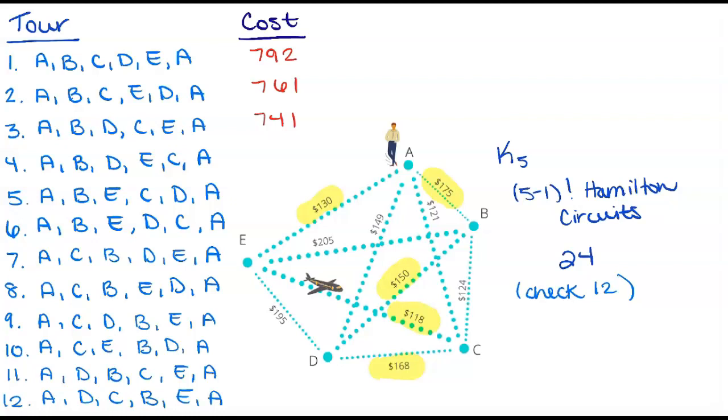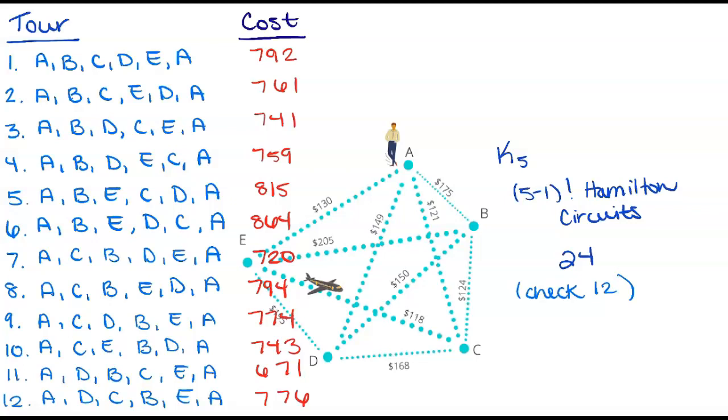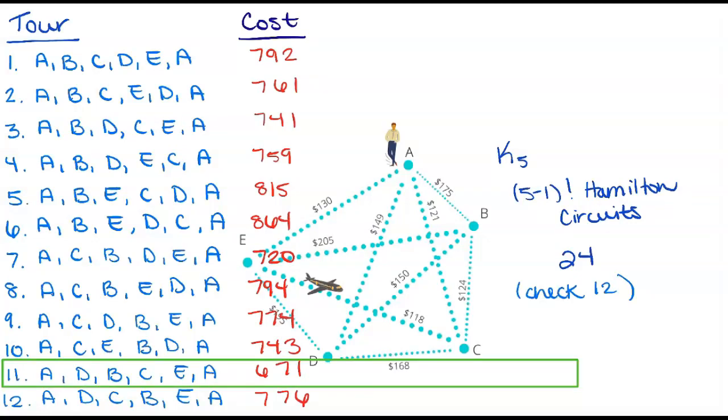I'll continue in this way and list the cost of each of these 12 tours. Now that we've listed them all out, we can find the optimal tour. The best option is to go A, D, B, C, E, and then A, or the reverse, the route A, E, C, B, D, A. So those are the 2 cheapest tours that this traveling salesman can take.